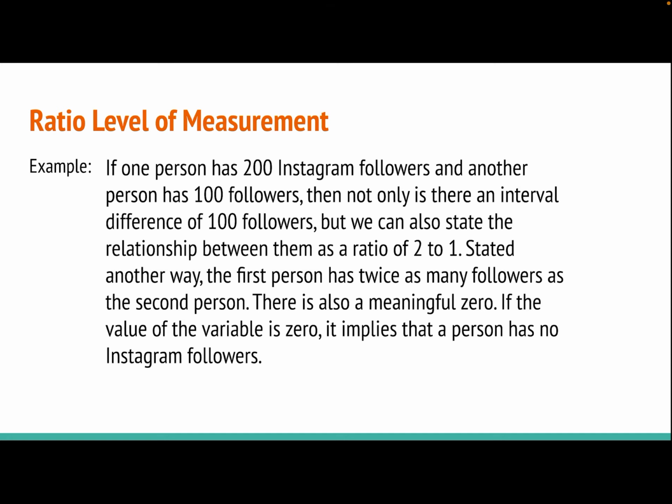So you get on Instagram and you look at the number of followers a person has. This person has 200 Instagram followers as opposed to a second person's 100 followers. They not only have an interval of difference, a 100 follower gap between these two people, but we can also state there's a relationship between them. There's a ratio, a 2-to-1 ratio in followers. For every 1 follower the person with 100 followers has, the other person has 2. Stated another way, the first person has twice as many followers as the second person. There's also a meaningful zero in there, since it is very possible that a person could have 0 followers on Instagram.